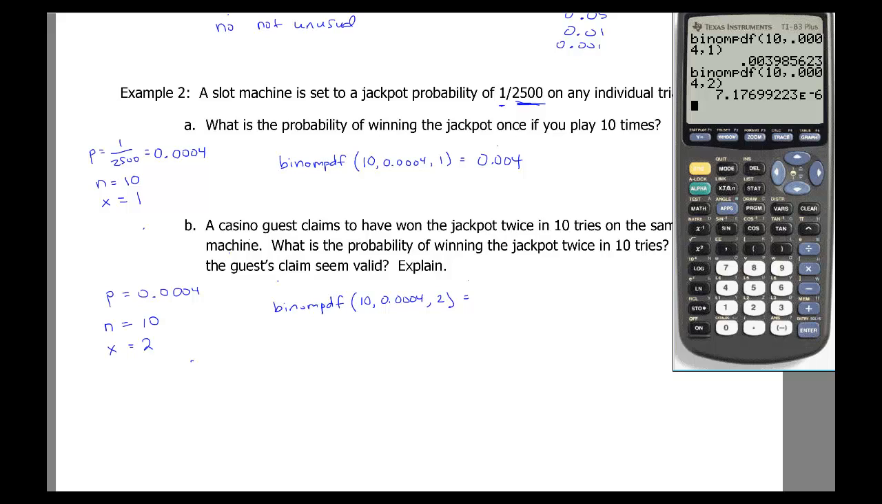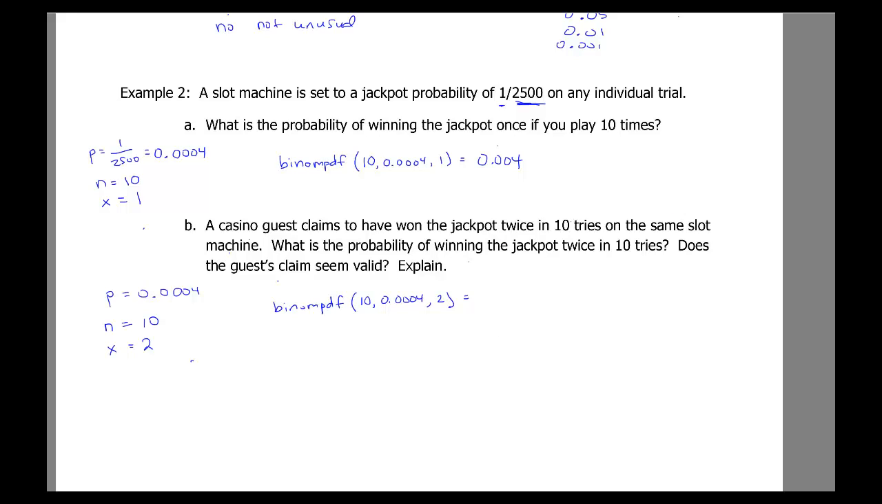So here we have 7.17, and then if you look over to the right, it says E minus 6. That means it's 7.177 times 10 to the negative 6th power. And I'm just going to round that. I'll just say 7.18 times 10 to the negative 6th, which is the same as this very small number, or you could report it as less than 0.0001. So, does the guy's claim seem valid? No, that's a tiny, tiny probability. It's not impossible, but it's very unlikely.